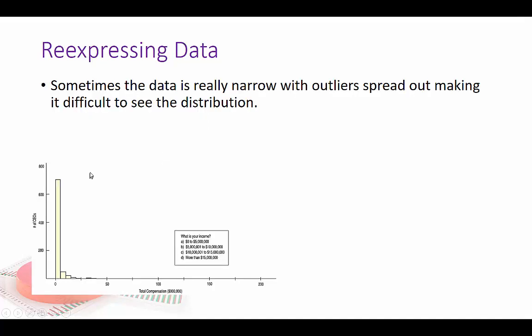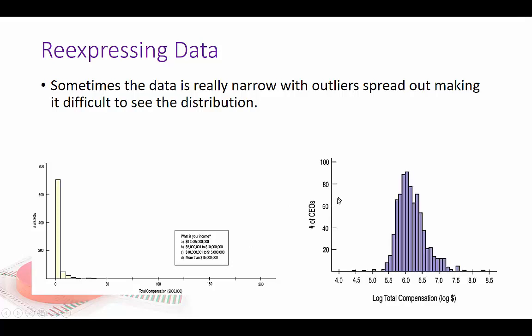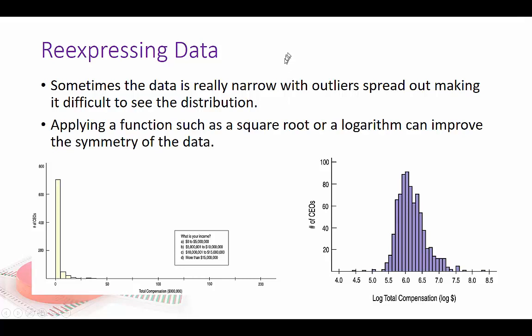Now, sometimes you're going to get some data that is really narrow with lots of outliers, so it spreads it out and it makes it very difficult to see the distribution. Sometimes what you can do is apply a function to every single data point to change the shape. In this case, we were looking at compensation for CEOs, and when we took the logarithm of their compensation, we could suddenly see a distribution that was a little easier to analyze.